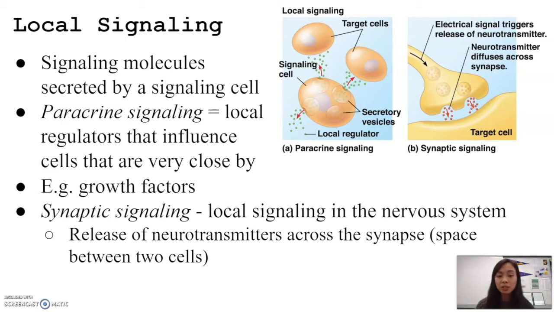Another type of local signaling is synaptic signaling, and this is local signaling specific to the nervous system. So it happens between neurons or nerve cells. Okay, and what happens here is the axon terminal, that's this region over here of one nerve cell, is going to release these chemicals known as neurotransmitters across something known as a synapse. So this space between these two cells is known as a synapse. And so these neurotransmitters are going to diffuse across the synapse, reach the target cell where there are receptors waiting to receive the signal.